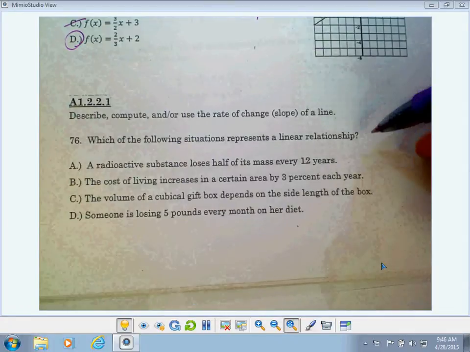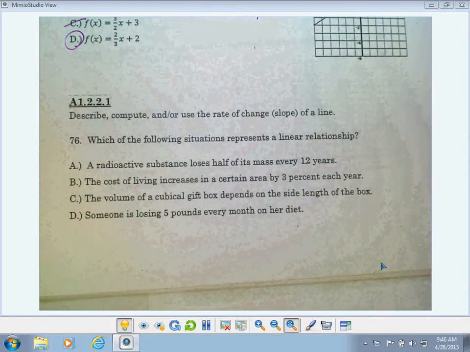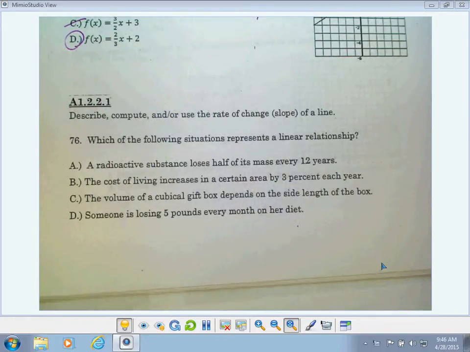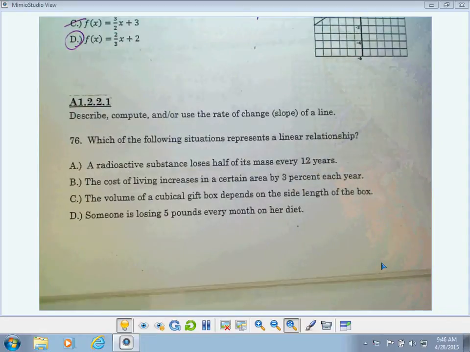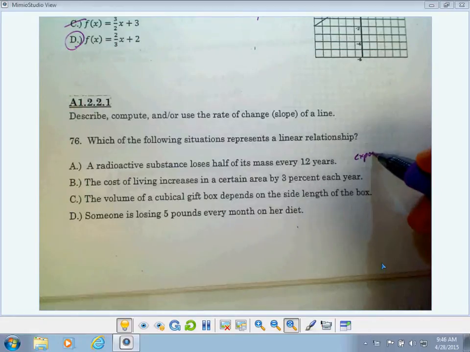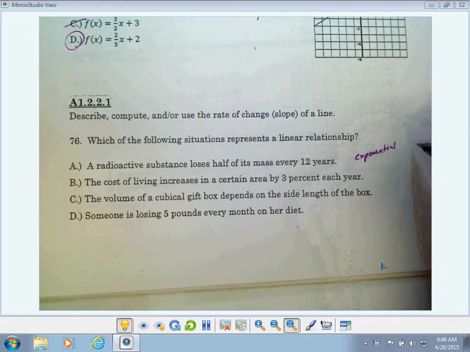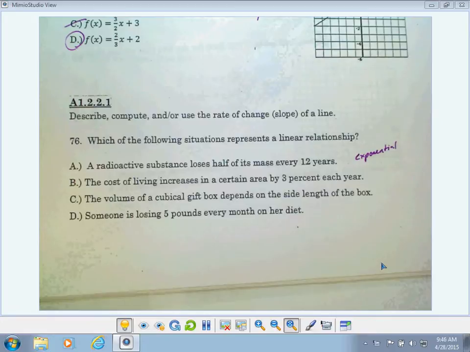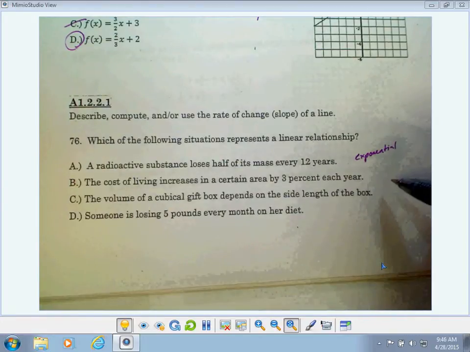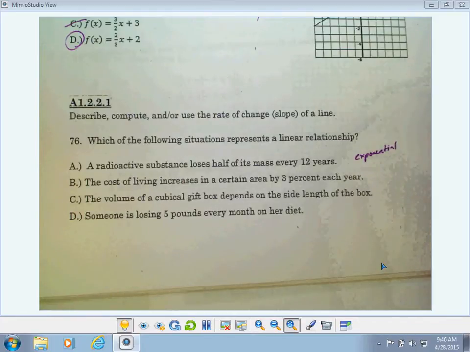Okay, linear means the same change happens every single year. So it says a radioactive substance loses half of its mass every 12 years. Okay, that's called an exponential because you're multiplying it by half every 12 years. That's not going to work. The cost of living increased in a certain area by 3% each year. Okay, again, that's not a linear change either, because 3% of the cost is a different amount every year, right?